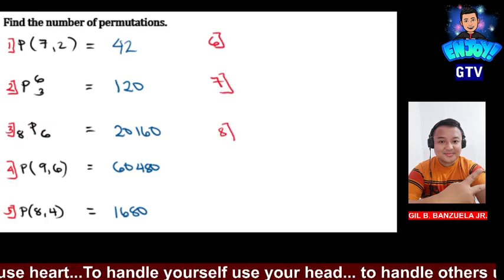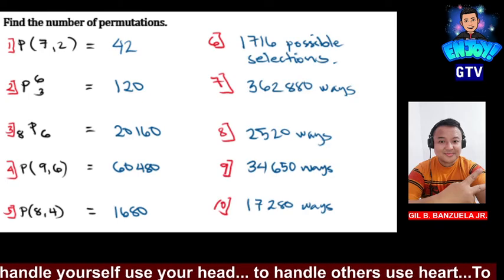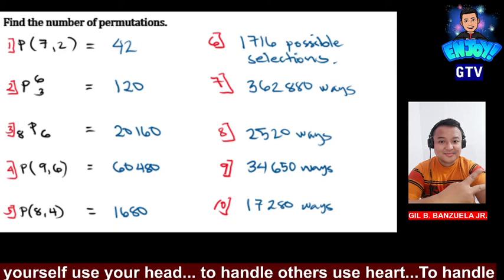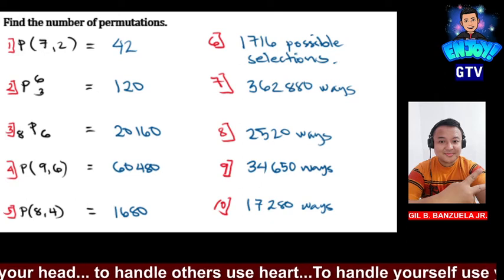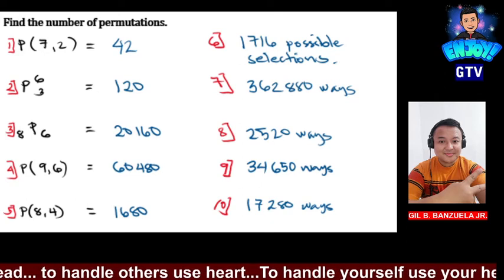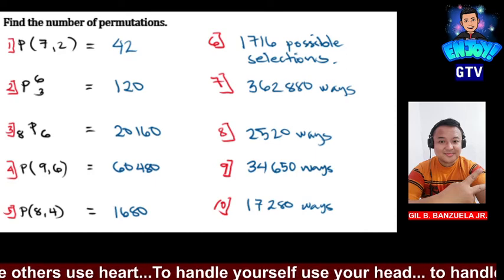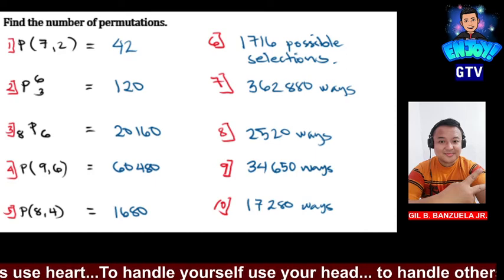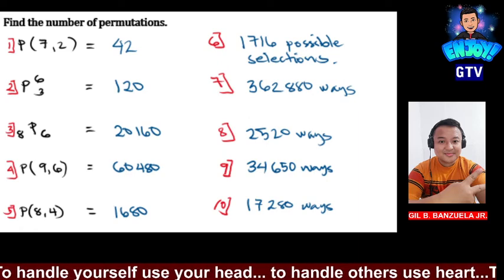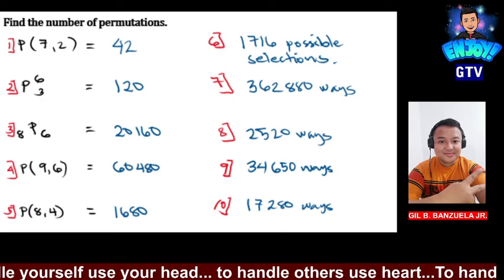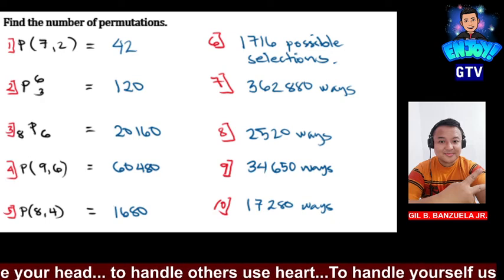And for numbers 6, 7, 8, 9, and 10: for number 6, we have 1,716 possible selections. For number 7, there are 362,880 ways. For number 8, we have 2,520 ways. For number 9, we have 34,650 ways. And for number 10, we have 17,280 ways. So I hope you got all of these correct.